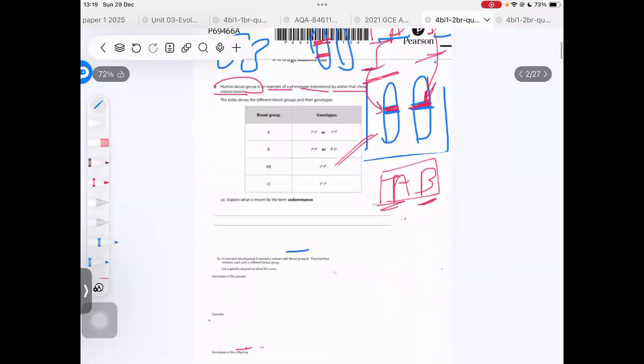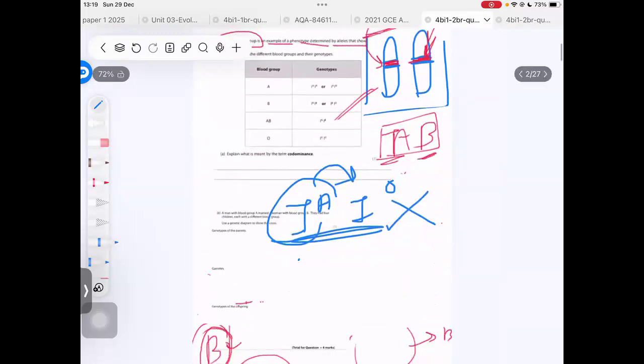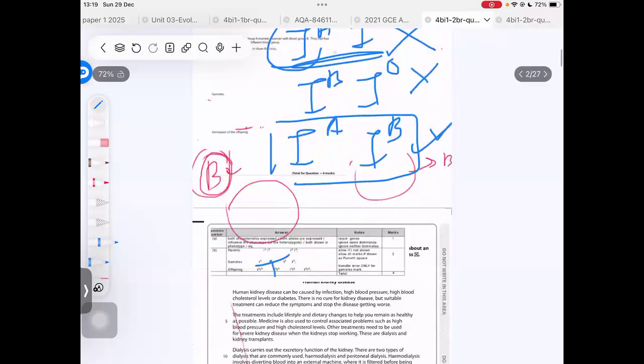But if you took IA, IO, they did not have equal dominance. IA was more powerful. This is not codominance. Neither is this codominance. This is what you call codominance. Both have equal dominance. And even if you take IA, both are of equal powers, right?